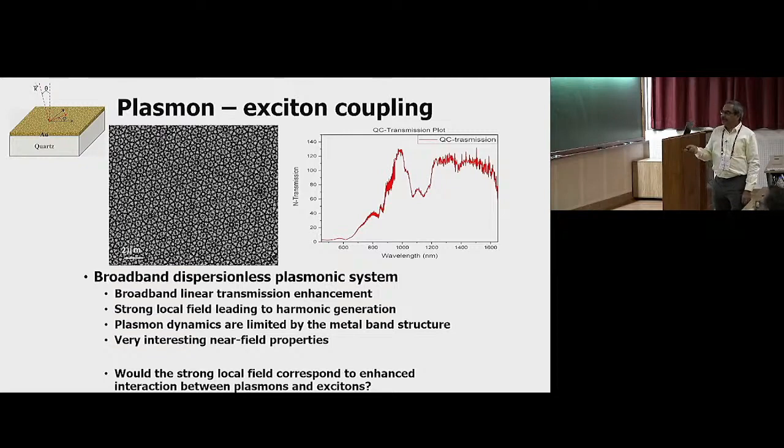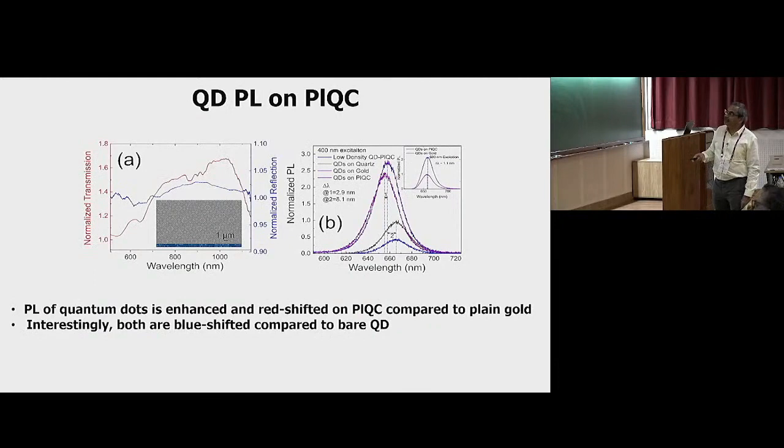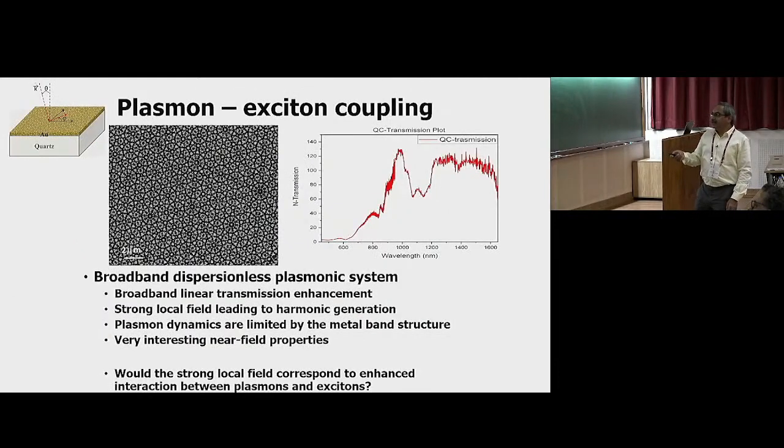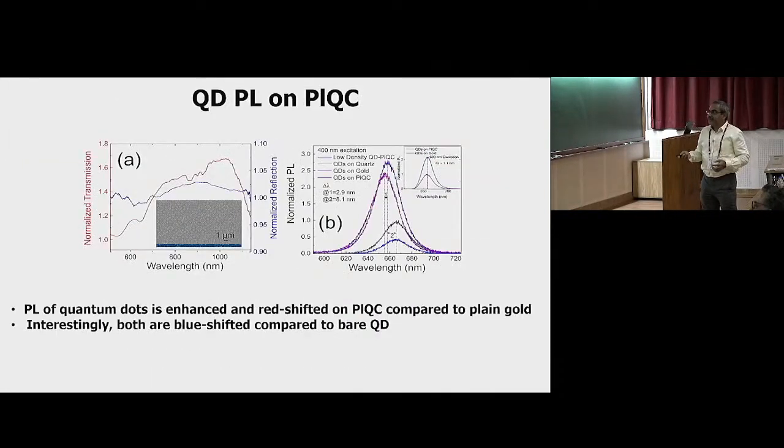There is a strong local field which leads to harmonic generation. We showed this second harmonic generation over a broad wavelength range. We studied the plasmon dynamics because it's a broadband response, so there is no structural dependence, and the geometric dispersion does not contribute in this case. So we studied the pure plasmon dynamics in this broadband structure. It has very interesting near field properties as well as far field properties, which show these superoscillatory points as Nikolai has showed. So I'll show some of our results here.